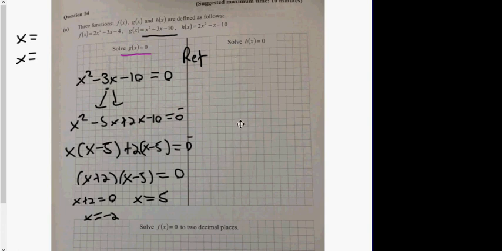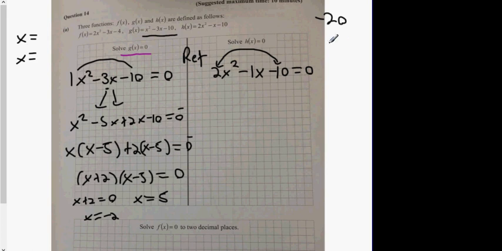Anybody? h of x equals 0. 2x squared minus, or 1x minus 10. Same thing. Reference number? Minus 20. In the first question, Josh, there's a 1 in front of that. So the 1 multiplies by the minus 10, leaves it at minus 10. But because there's a number in front of this one, it turns into minus 20.